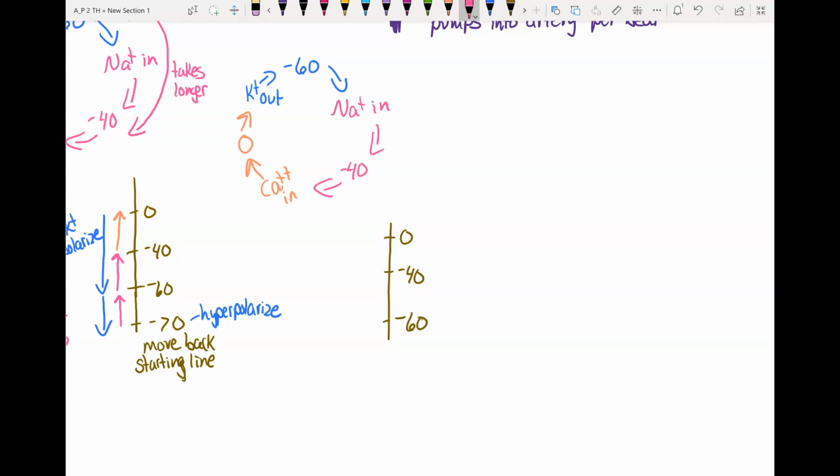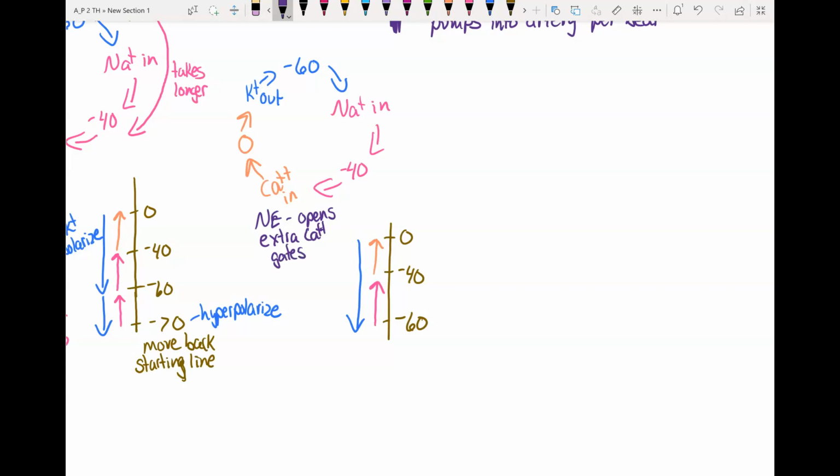Here it is on the number scale again. Sodium brings you from negative 60 to negative 40. Calcium brings you from negative 40 to 0. Potassium takes you back down to negative 60. Now we want to make this go faster. We're going to make this go faster by opening more calcium gates. So norepinephrine is going to act here. Norepinephrine opens extra calcium gates.